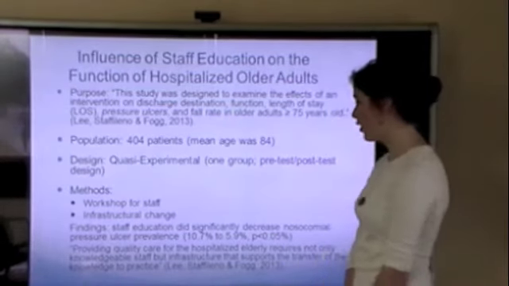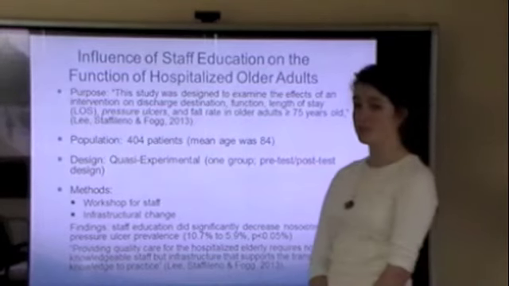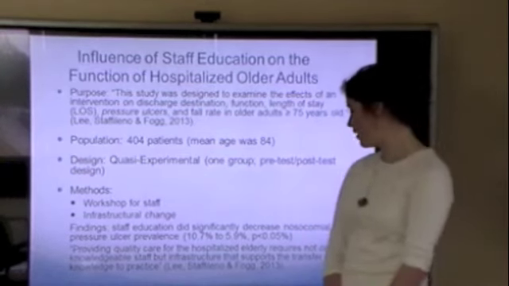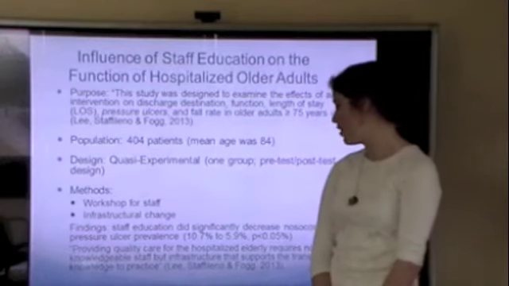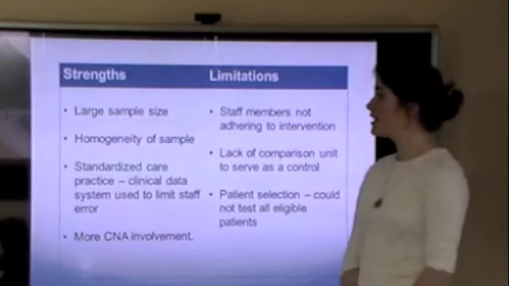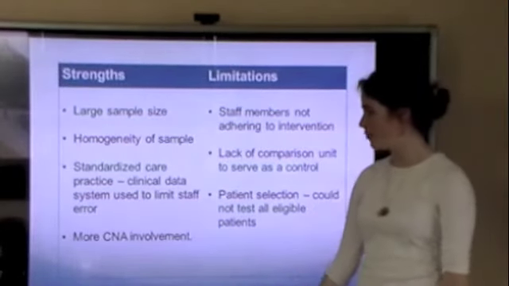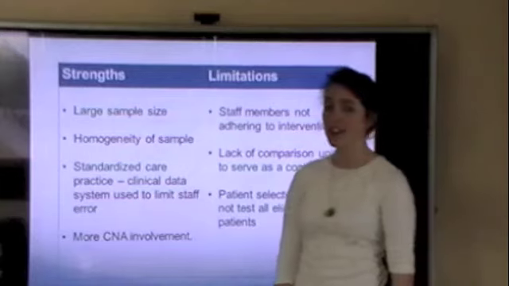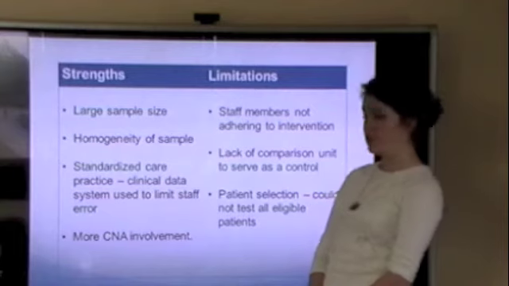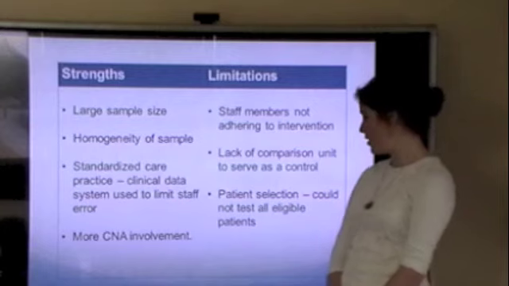The findings were staff education significantly decreased nosocomial pressure ulcer prevalence from 10.7 to 5.9. Providing quality care for the hospitalized elderly requires not only knowledgeable staff, but infrastructure that supports the transfer of knowledgeable practice. The strengths of my experiment were a large sample size, homogeneity of the sample, standardized care practice, and more CNA involvement. The limitations of my study were staff members not adhering to the intervention protocol, lack of comparison unit to serve as a control, and patient selection.